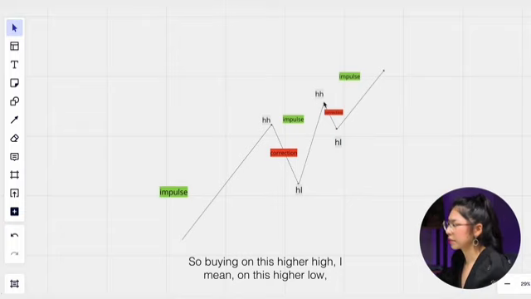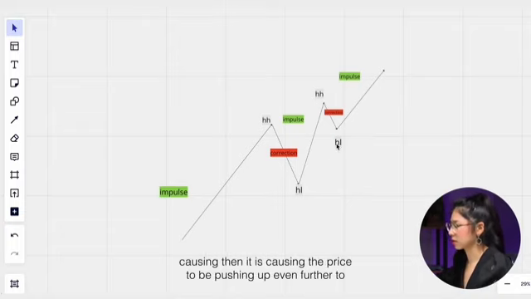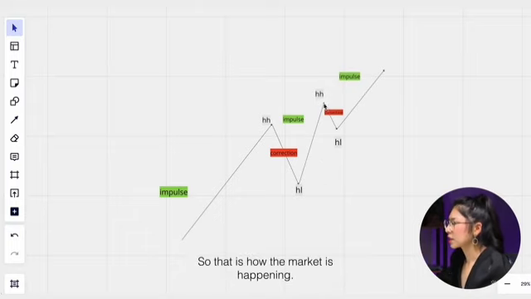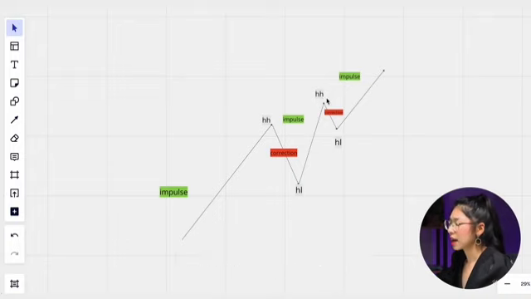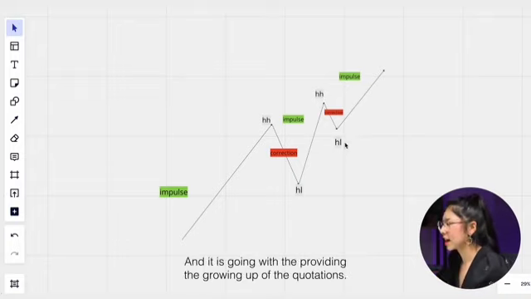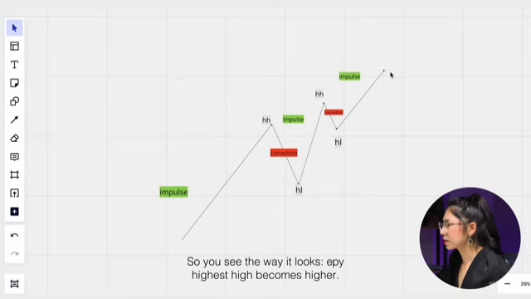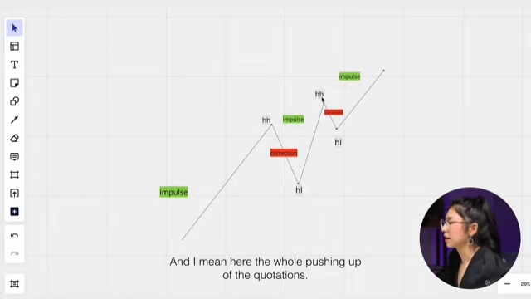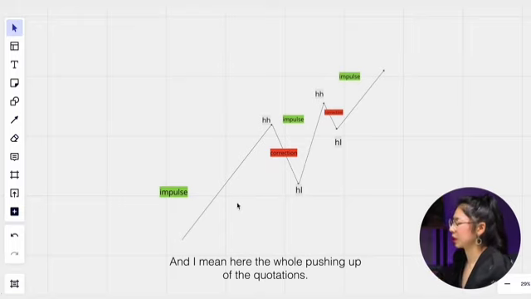So buy on this high, meaning this high low, causing the price to be pushing up even further to recreate a new high. So this is how the market is happening, and the market structure is going to be shown, and after it became high, it starts to retrace again and again, and it's providing the growing up of the quotations. So you see the way it looks, highest high becomes higher, which I'm going to show you, which I'm telling you. And I'm here to hold pushing up of the quotations.